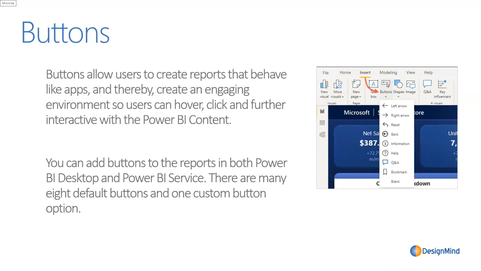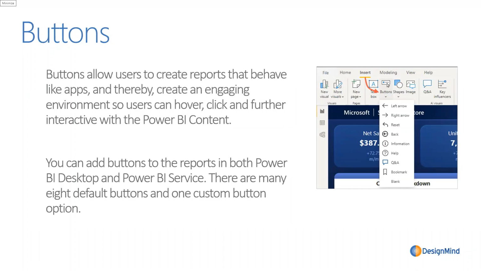So in the current Power BI meta, Power BI offers 8 different default buttons with different unique actions. As shown in the picture, these functions are left and right arrows, which allow users to go back and forth through the report tabs. The reset button allows users to reset their entire report back to the default settings or default view. The back button allows users to go back to the previous tab that they have viewed. Information provides a custom pop-up for users to customize and put different information on.